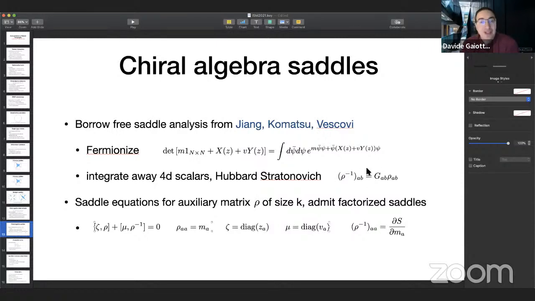It would definitely be interesting to study them in more detail, because if you have a proposal for what the holographic dual of free Yang-Mills theory is, then you should be able to match the saddle equations with D-branes in the holographic dual. Absolutely, it would be interesting to understand this more generally. But in the case of the chiral algebra, there is a simplification, which was key.